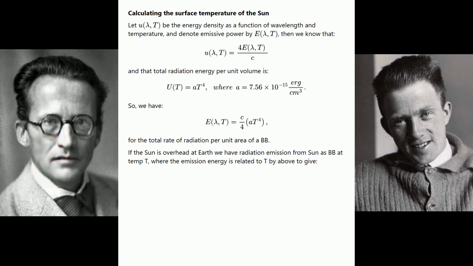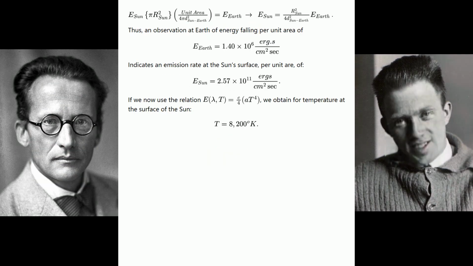So we have, see the equation, for the total rate of radiation per unit area of a blackbody. If the Sun is overhead at Earth, we have radiation emission from the Sun as a blackbody at temperature T, where the emission energy is related to T by the above, to give E_sun times (π r_sun squared) times (unit area over 4π (d_sun minus earth)squared) equals E_earth, which goes to E_sun equals r_sun squared over (d_sun minus earth) squared times E_earth.